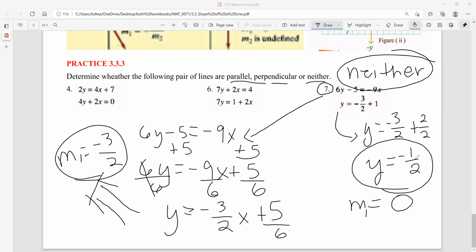All right, so again, in order to determine whether lines are parallel, perpendicular, or neither, you have to find the slope. The same slopes are parallel lines. When you multiply the slopes together, if they equal negative 1, that means they are perpendicular.